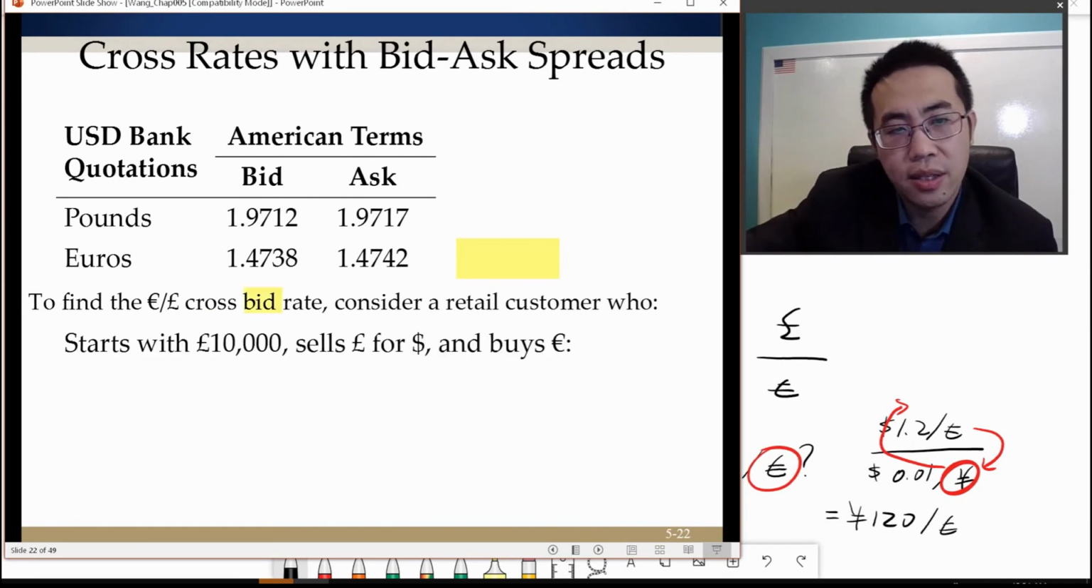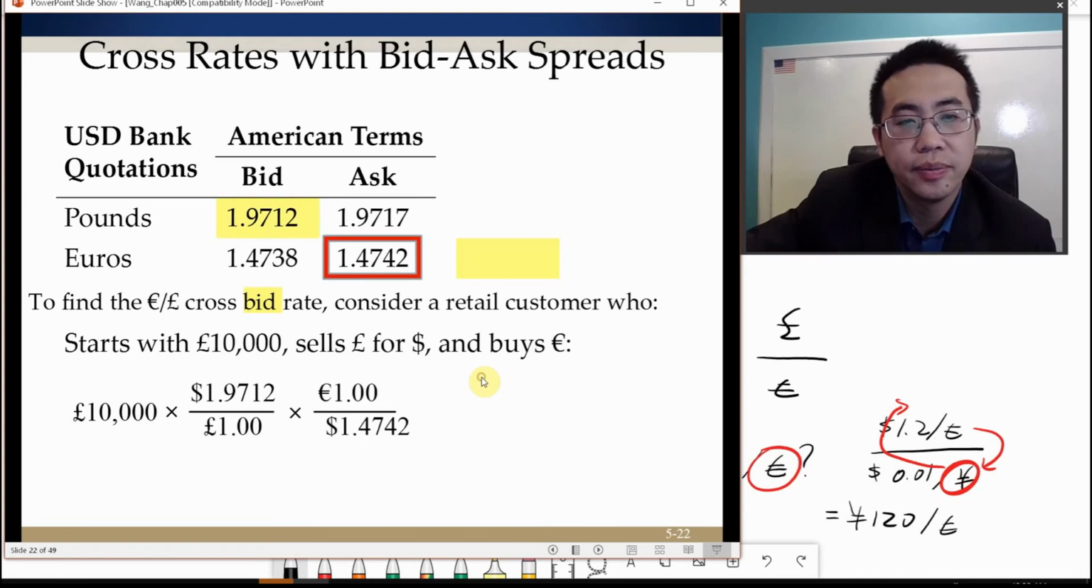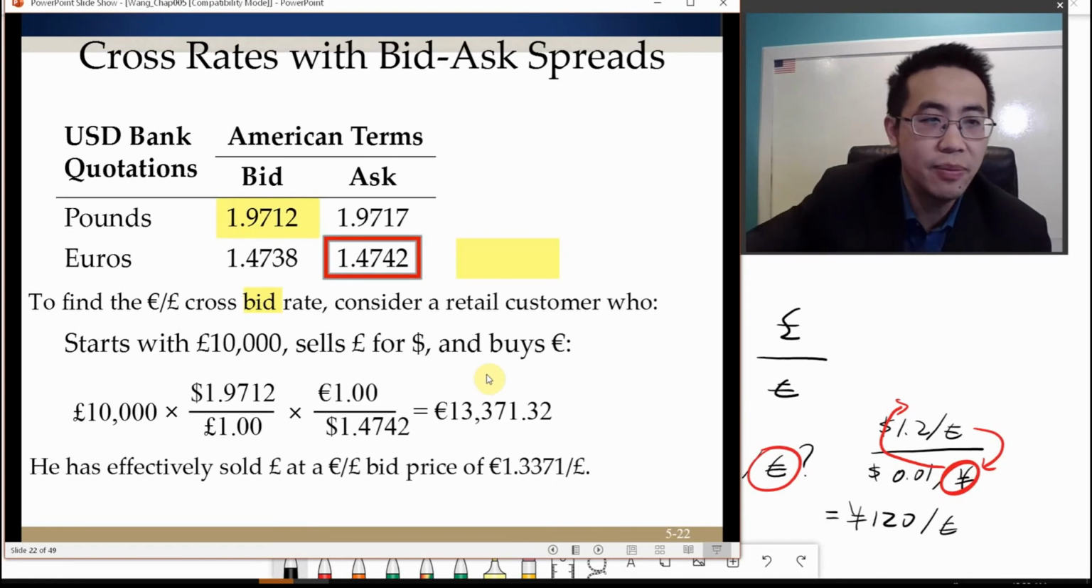So you can try this out. You can get some pounds to start with. You sell the pounds to get dollars, and then you get euros. This is called a cross rate at the implied level. So you do this. That's going to be very touchy.